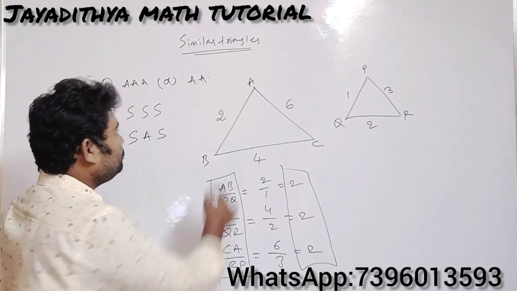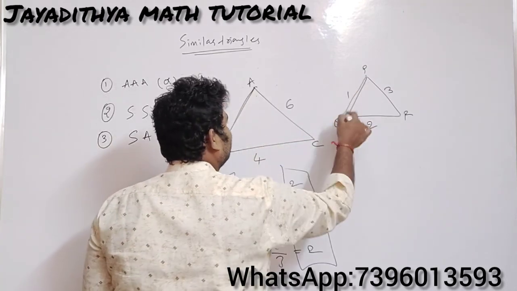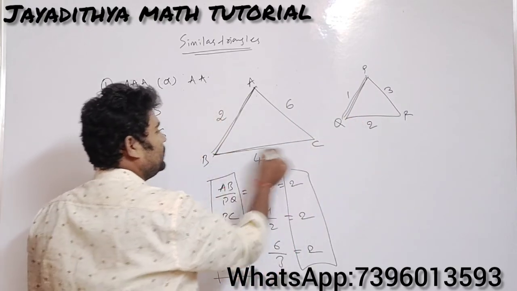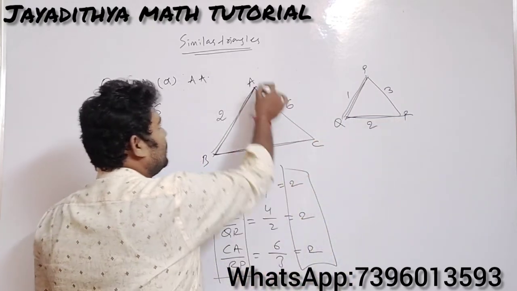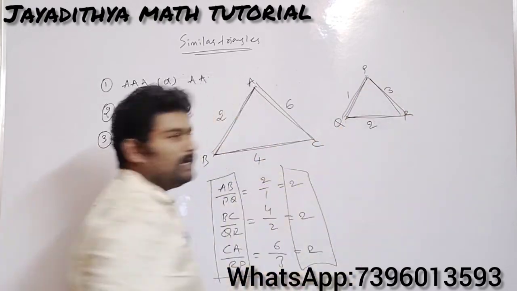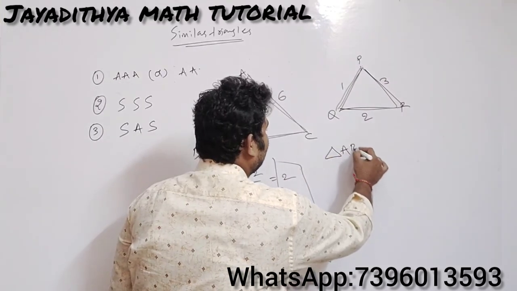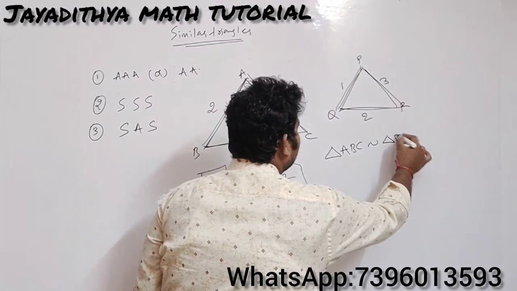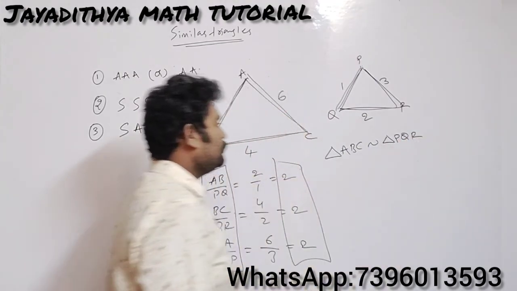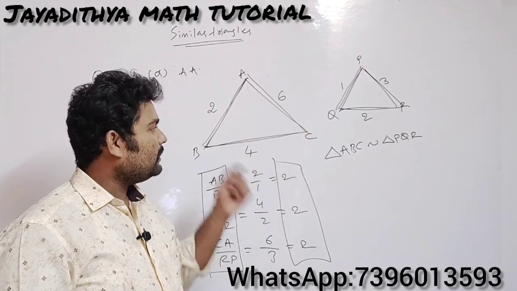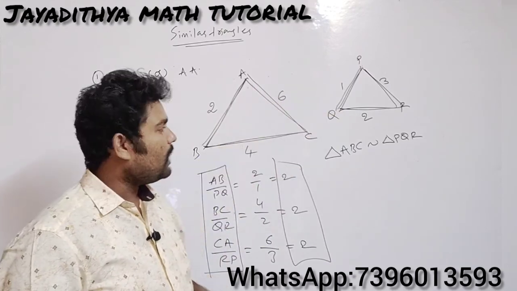So what can you write here? Side AB corresponds to side PQ, BC corresponds to QR, and AC corresponds to PR. So here, triangle ABC is similar to triangle PQR. Why? Because AB is the corresponding side to PQ, BC is corresponding to QR, and CA is corresponding to RP.